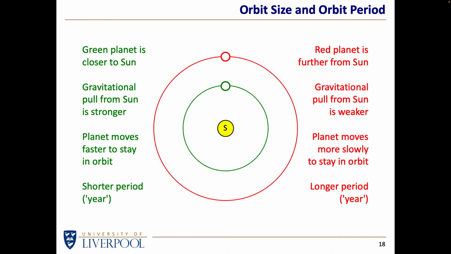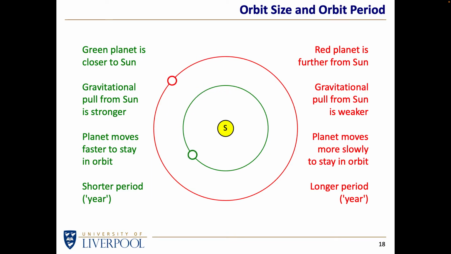So the green planet is being pulled quite strongly towards the sun, and it moves quite fast to stay in orbit. But the red planet is further from the sun, so its gravitational pull is less, and so the planet moves more slowly to stay in orbit. Let's just imagine they're circular for convenience here. And so it has a longer period, or year, if you like. And so let me just run that again.